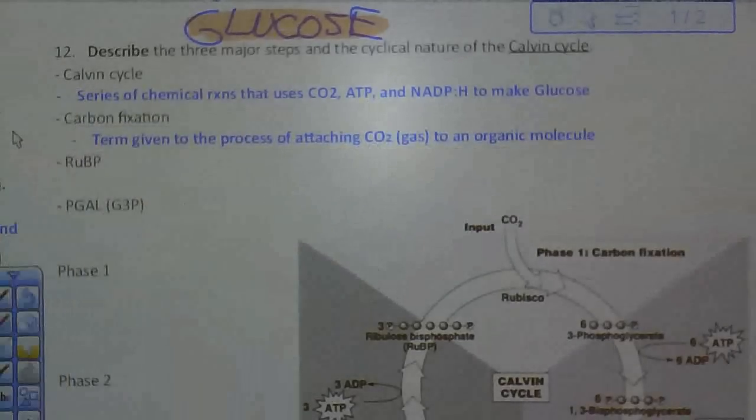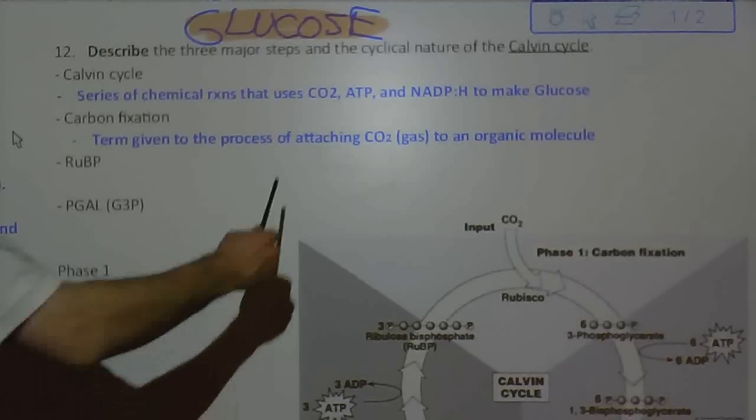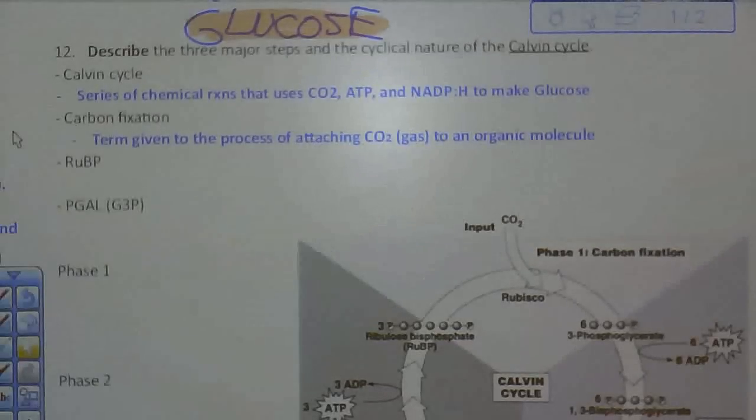Next up, carbon fixation is just the term that describes the attaching of a gas to an organic molecule. In this case, the gas is CO2. Again, our waste product. We'll see how that relates in the next unit. So, attaching a gas to an organic molecule, that's called carbon fixation. The carbon, of course, is right here in the CO2.